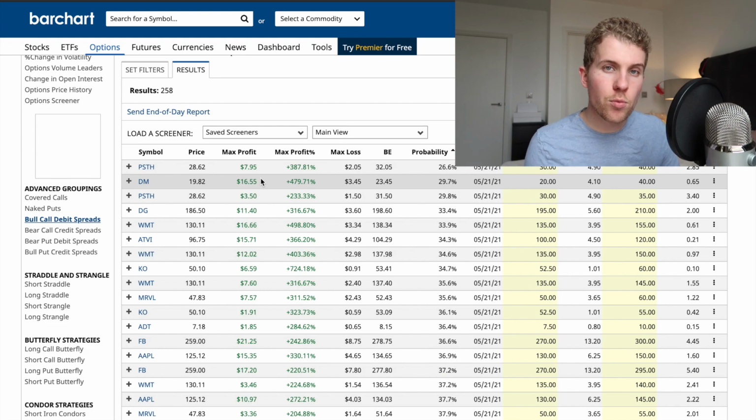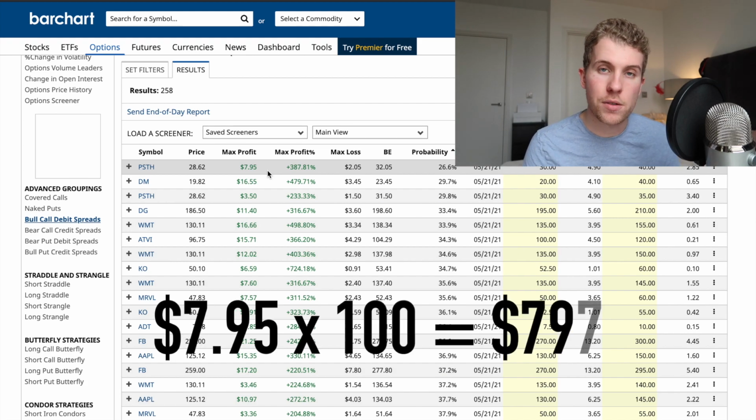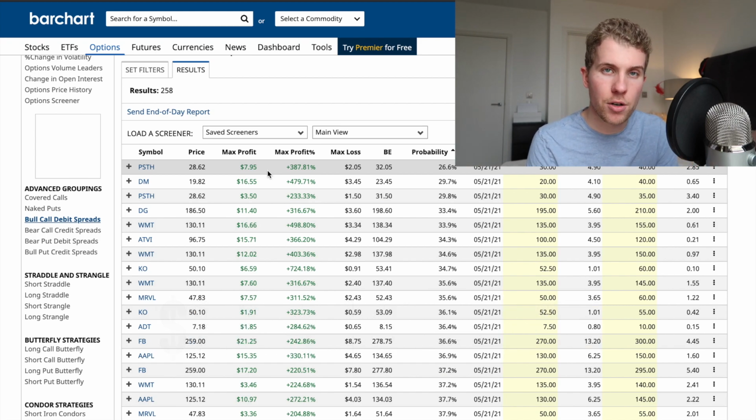And remember that when you're trading options, one contract controls 100 shares. So you need to multiply that number by 100 to actually see the potential profit, the real profit. For example, when you see that for a PSTH, the max profit is $7.95, that means that it's actually a max profit of $795, because one contract controls 100 shares, so you need to multiply that by 100.